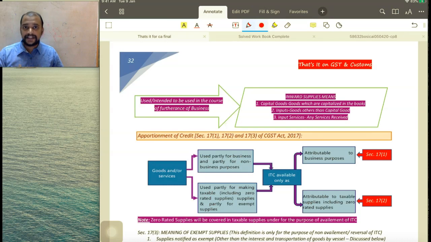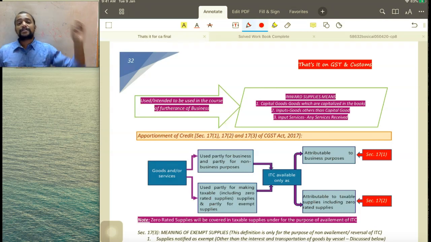First I am making some inward supply. Is it in the blocked credit? Yes, it is in the blocked credit. Don't take ITC. No, it is not in the blocked credit, not in 17 subsection 5. In 17 subsection 5 they have given some inward supplies on which you should not take ITC. These are known as blocked credits there.